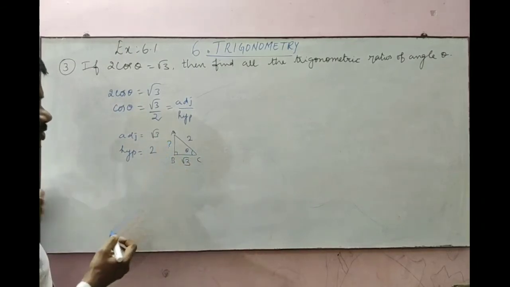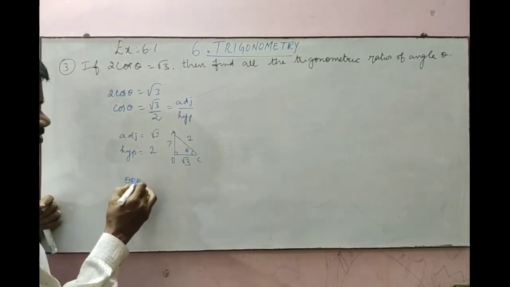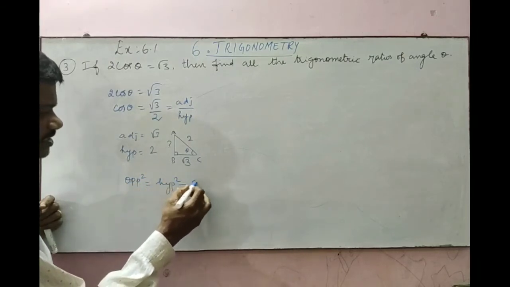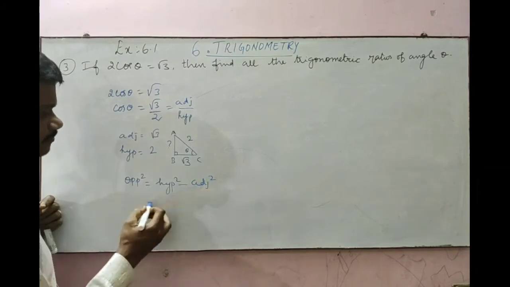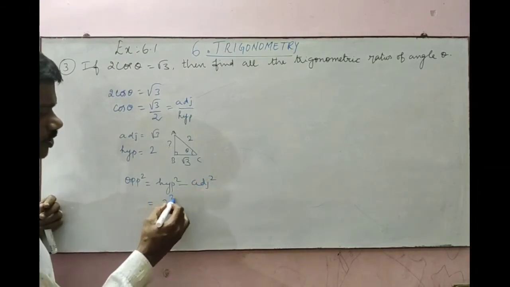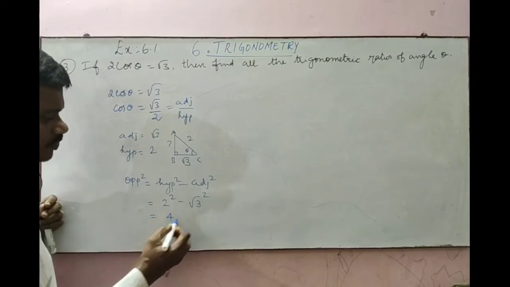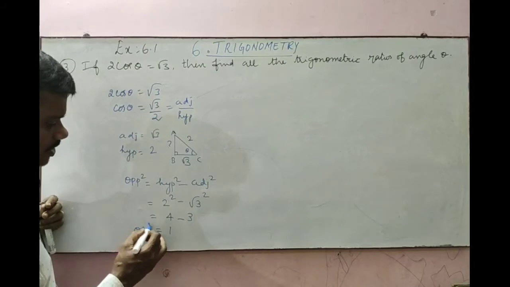You have to find the opposite side. I have already told one formula. Opposite square is equal to hypotenuse square minus adjacent square. So what is the hypotenuse here? 2 square minus root 3 square. The value of 2 square is 4. Root 3 square is 3. You will get 1. So opposite square is equal to 1. So the opposite side is 1.